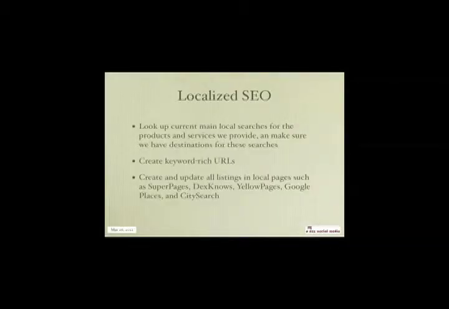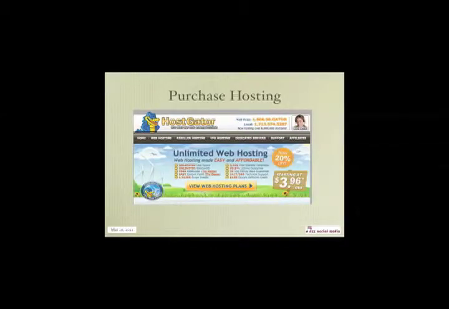The localized SEO: we look up the local searches, like people might put in Blower Assemblies Colorado Springs or something like that, and we want to make sure that if they put that in, they'll find our page specifically, and that's a keyword-rich URL. But also, we want to do off-page SEO and make sure that pages like Super Pages, Dex, Yellow Pages, Google Places, and City Search all have an entry in there that will help people find our page, and that they'll be updated with reviews, pictures, maps, and things like that. And I also do that as part of my package. Then we want to get hosting for the site.